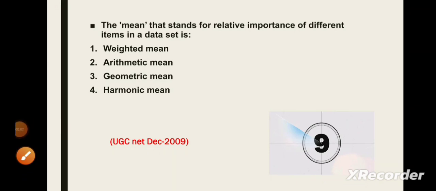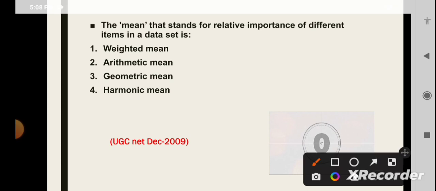Now let's see some more questions to recall what we have learned today. After reading the questions, I will wait for some seconds so that you can also guess the answer. And here the first question is, the mean that stands for relative importance of different items in a data set is. The correct answer is option first, that is weighted mean.